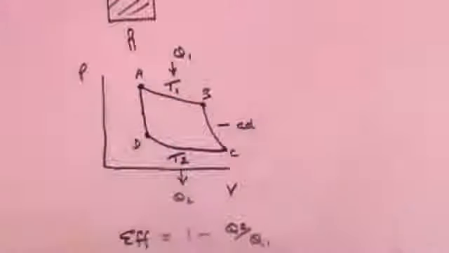Oops, I've made a mistake there, of course. Let me just go back. When we integrate, we should have said, of course, that Q1 is equal to nRT1, because that's the temperature at which this takes place.